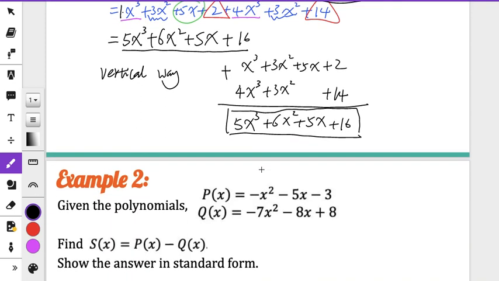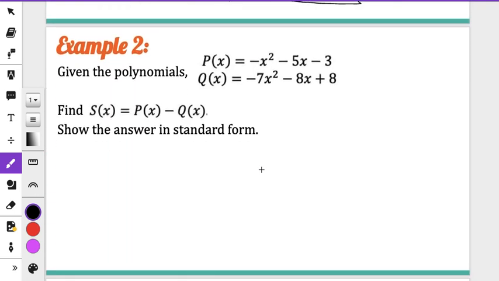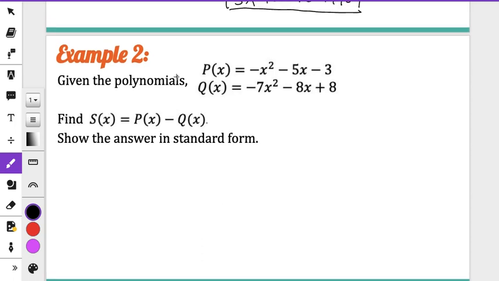Next example, we are going to look at subtraction. This time is a little bit different. We have two polynomials written in a different format. Again, it's really nothing new. We just use function notation to represent them. The final question is asking us to find this new polynomial, which is created by subtracting these two.